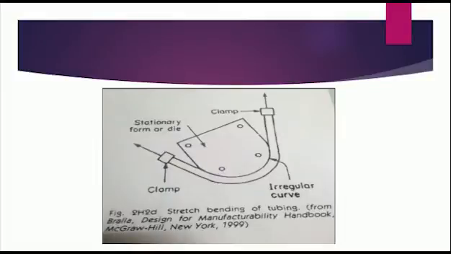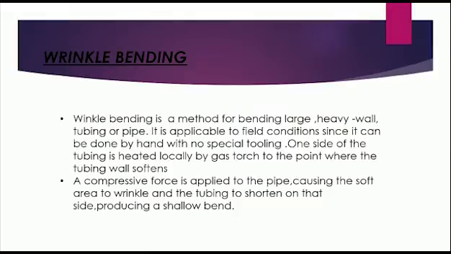So this is the figure for the stretch bending. We can see there are two clamps and a stationary die and also an irregular curve. So the next topic is wrinkle bending. Wrinkle bending is a process where wrinkles are introduced in a steel pipe during construction to obtain pipeline alignment. Bending practices used during pipeline construction up until 1955 typically resulted in circumferential pipe deformation or wrinkles.